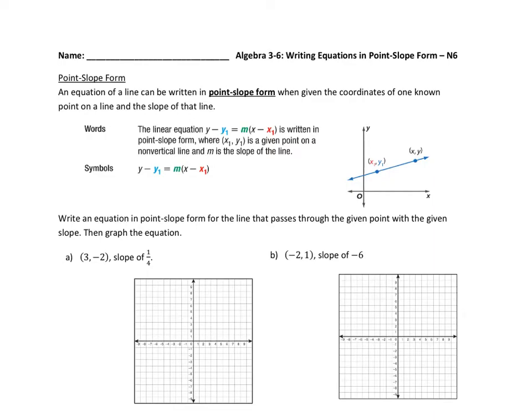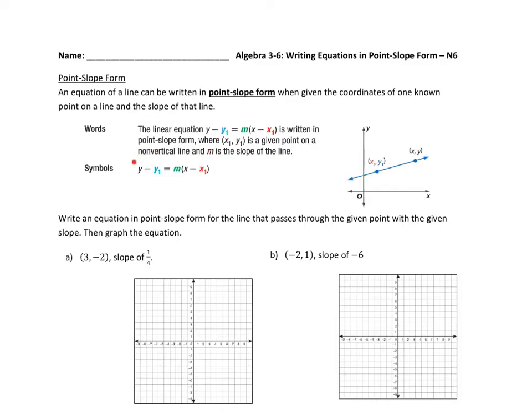Algebra Unit 3, Lesson 6, Note 6: Writing Equations in Point-Slope Form. An equation of a line can be written in point-slope form when given the coordinates of one known point on a line and the slope of that line. So our linear equation here, y minus y1 equals m times x minus x1, is written in point-slope form, where x1, y1 is a given point on a non-vertical line. So for example, this could be the x1, y1 point, and m represents the slope of the line.